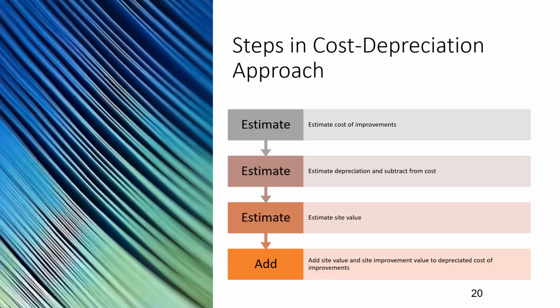Steps in the cost approach. You're going to estimate the cost of improvements. You're going to estimate depreciation and subtract from the cost. You're going to estimate the site value, and you're going to add the site value and site improvement value to the depreciated cost of the improvements.